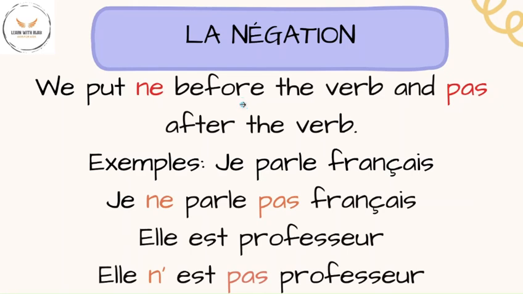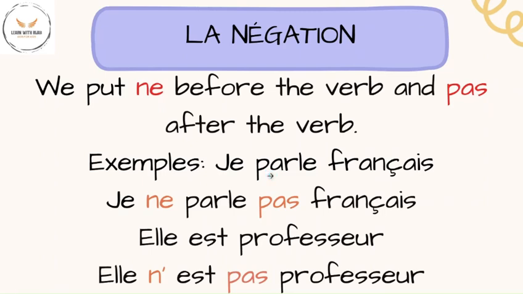In French, a sentence is negated by inserting the verb between two words, that is ne and pas. We put ne before the verb and pas after the verb. For example, je parle français. I speak French. The negative of the sentence would be je ne parle pas français. I do not speak French. Notice the verb parle, that is to speak, is in between two words ne and pas. Parle is preceded by ne and followed by pas.